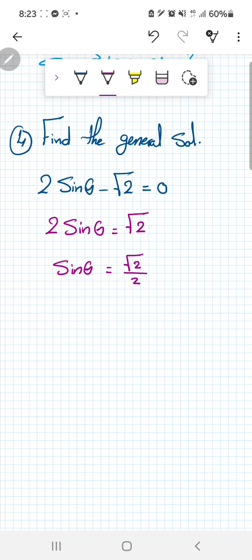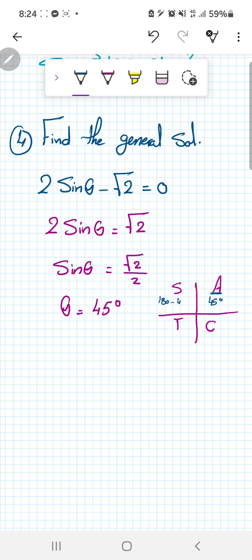Here we have sine theta equals root 2 over 2. To get theta, write in your calculator shift sine root 2 over 2. So theta here will be 45. Here write the ASTC rule. Sine is positive, so it belongs to the first quadrant, which is 45 as it is, and the second quadrant, 180 minus 45. So theta equals 45 or theta equals 180 minus 45, which is 135.